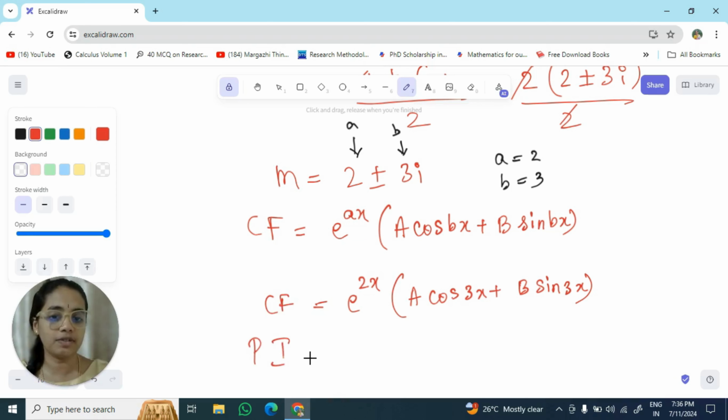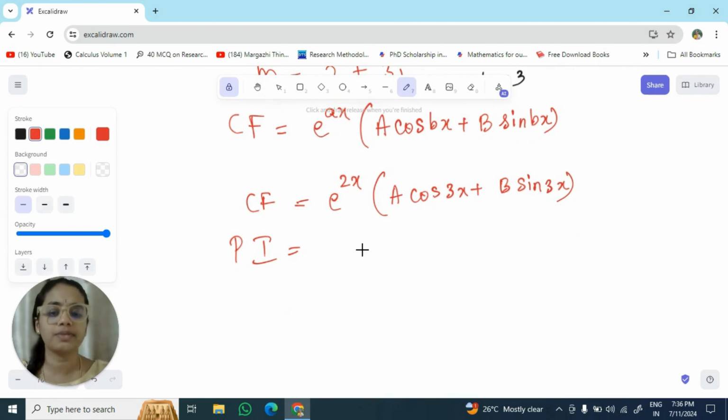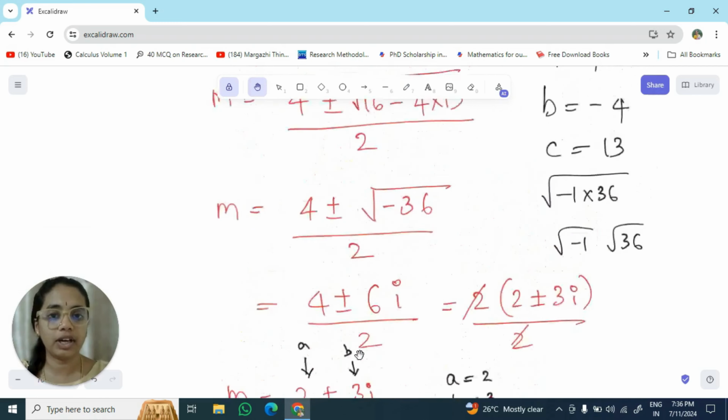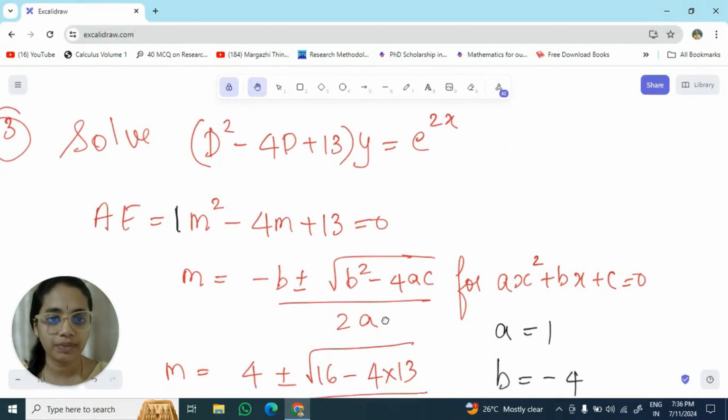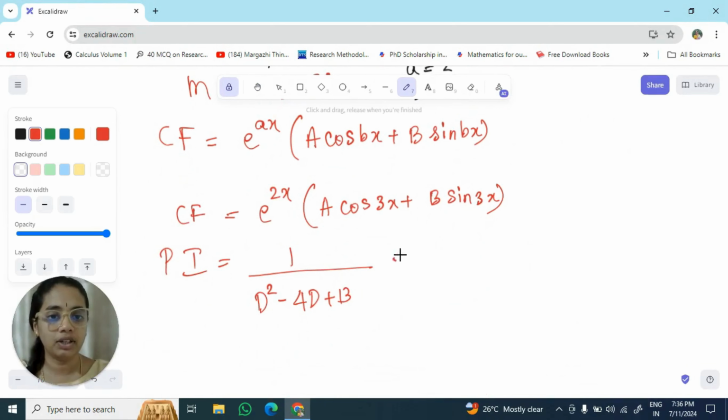Now the next step is we will have to find the particular integral. How do you find the particular integral? The same steps. Write it as 1 by the question, that is d square minus 4d plus 13, and what do we have in the RHS part over here? e power 2x, right? Now what is the value of a?